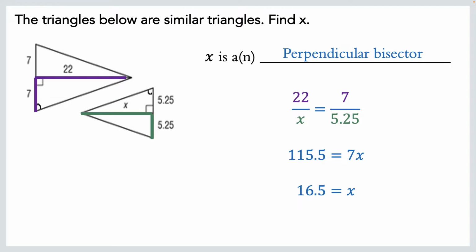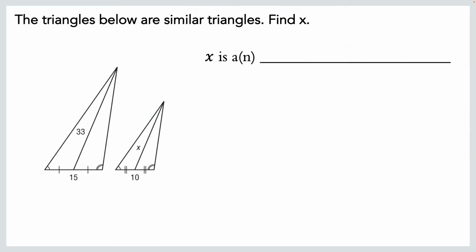That's the perpendicular bisector. Another one of our special segments in triangles is this one. So x, what is that one? It starts at a vertex, hits the middle of the opposite side. That means x is a median. It's not a perpendicular bisector because it doesn't hit at a 90-degree angle. And its partner is 33.